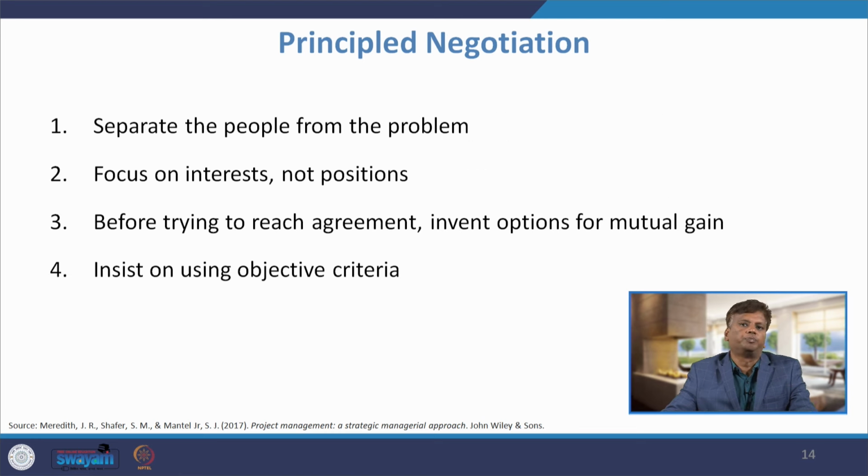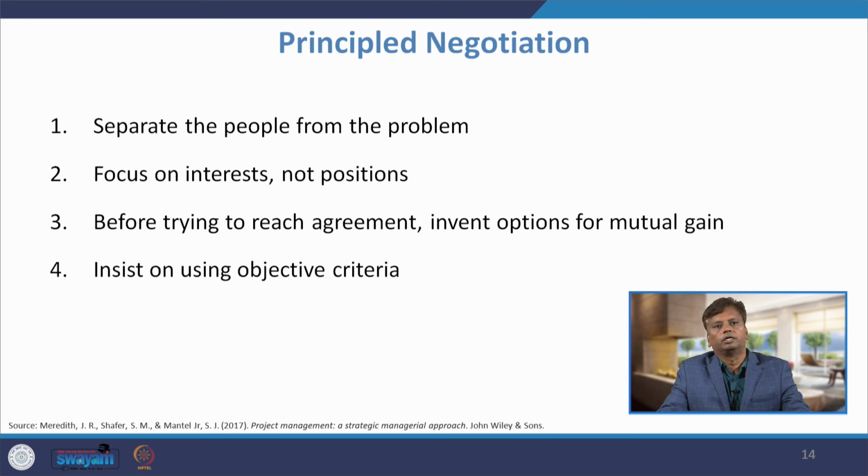Now, we will talk about principled negotiation. Some of the principles are: separate the people from the problem, don't carry the people's image onto the problem, because when you separate it, the problem is different, the people are different. Then focus on interests, not the positions. Here the interest is that the project should be successful, whoever is saying that is not important.